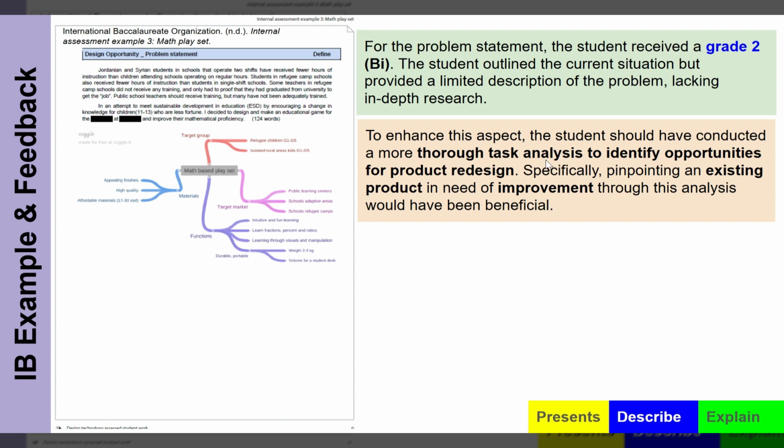So they should have done a better, basically, criterion A to identify opportunities for product redesign, specifically pinpointing an existing product in need of information through this analysis would have been beneficial. So basically, for your A2, your storyboard, they should have picked a specific task and really gone into depth, broken that up into different stages. So again, as I mentioned before, if you don't do a good criterion A, it'll be at the detriment of your criterion B.